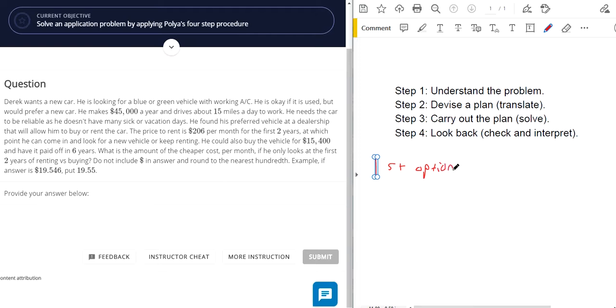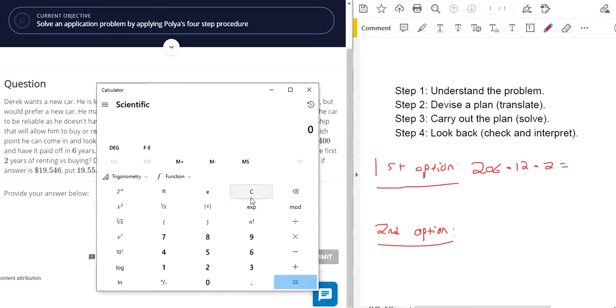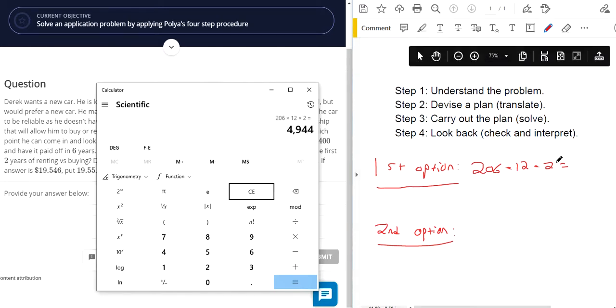So this would be the translation phase, I guess. First option, and then there's a second option. The first option is to rent $206 a month for the first 2 years. So there's 12 months in a year times 2 years. This is the total cost: $4,944.